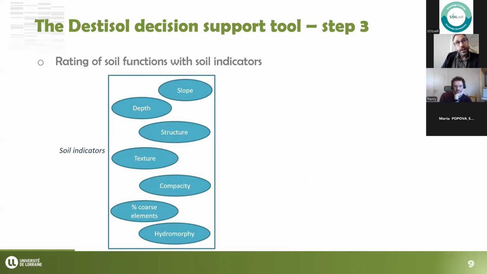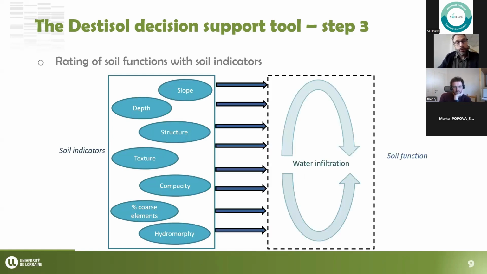What we did is that we selected relevant soil indicators to evaluate a soil function. This is an example for the water infiltration function. And what we did in DestiSol is having the most simple approach possible. I know that there are more complex ones that are also truly relevant, but here we were really focusing on very simple things. We consider slope, depth of the soil, structure of each horizon, texture, capacity, coarse elements, and hydromorphy features to evaluate the capacity of the soil to infiltrate water.